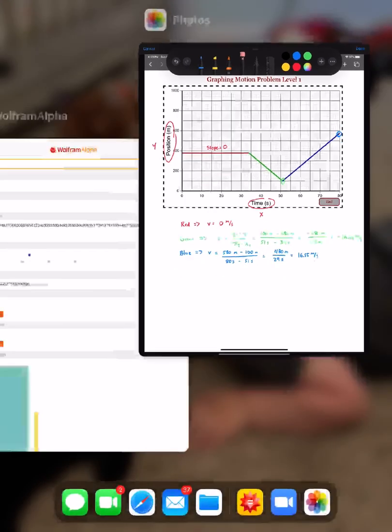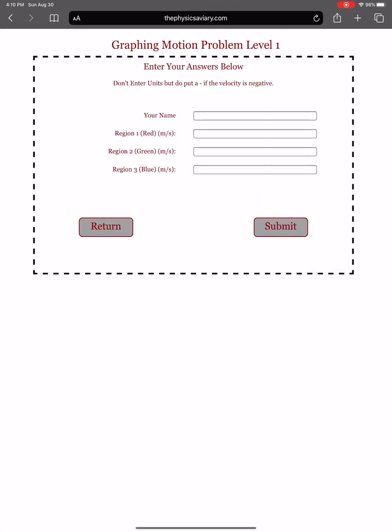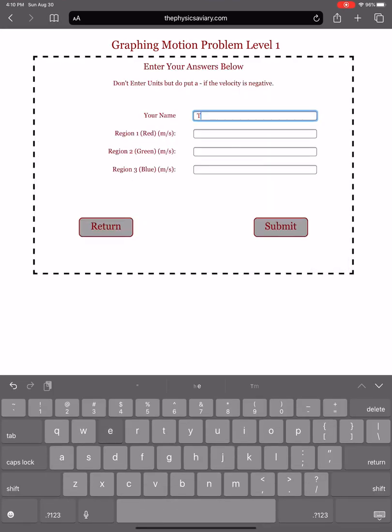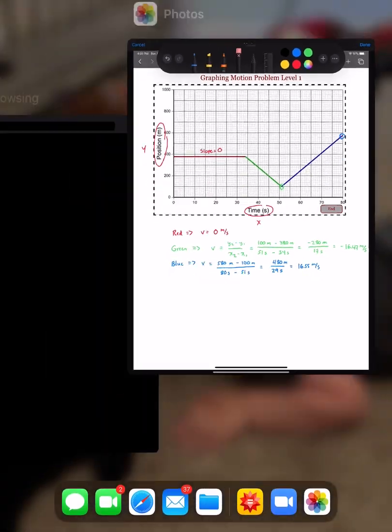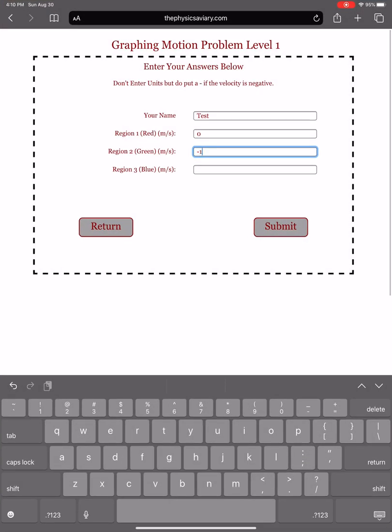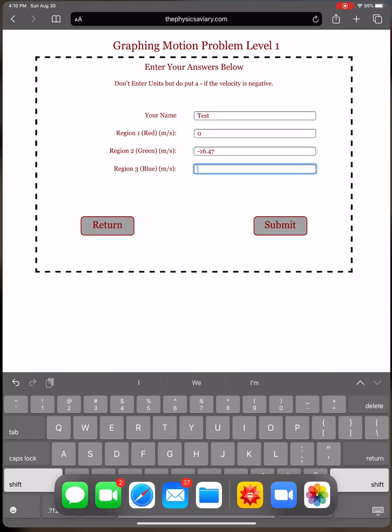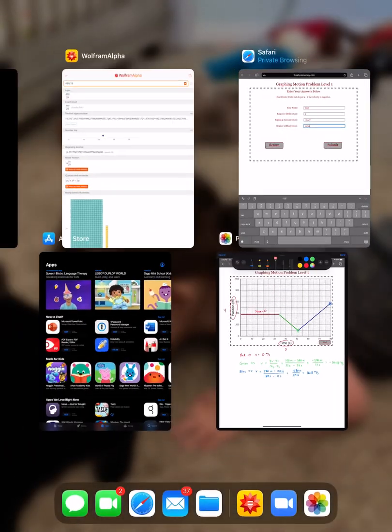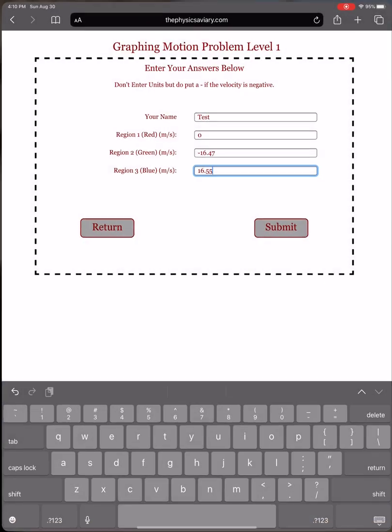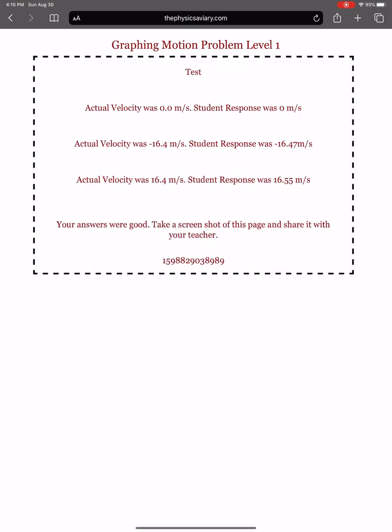So now that we have that, we can go over here. I can say end. We'll say test. Red was 0. Green, do put a negative if the velocity is negative, so we'll say negative, I think it was 16.47. And then the blue was, I think, 16.55, but I'll double check it. Yeah. Submit. And we did good.